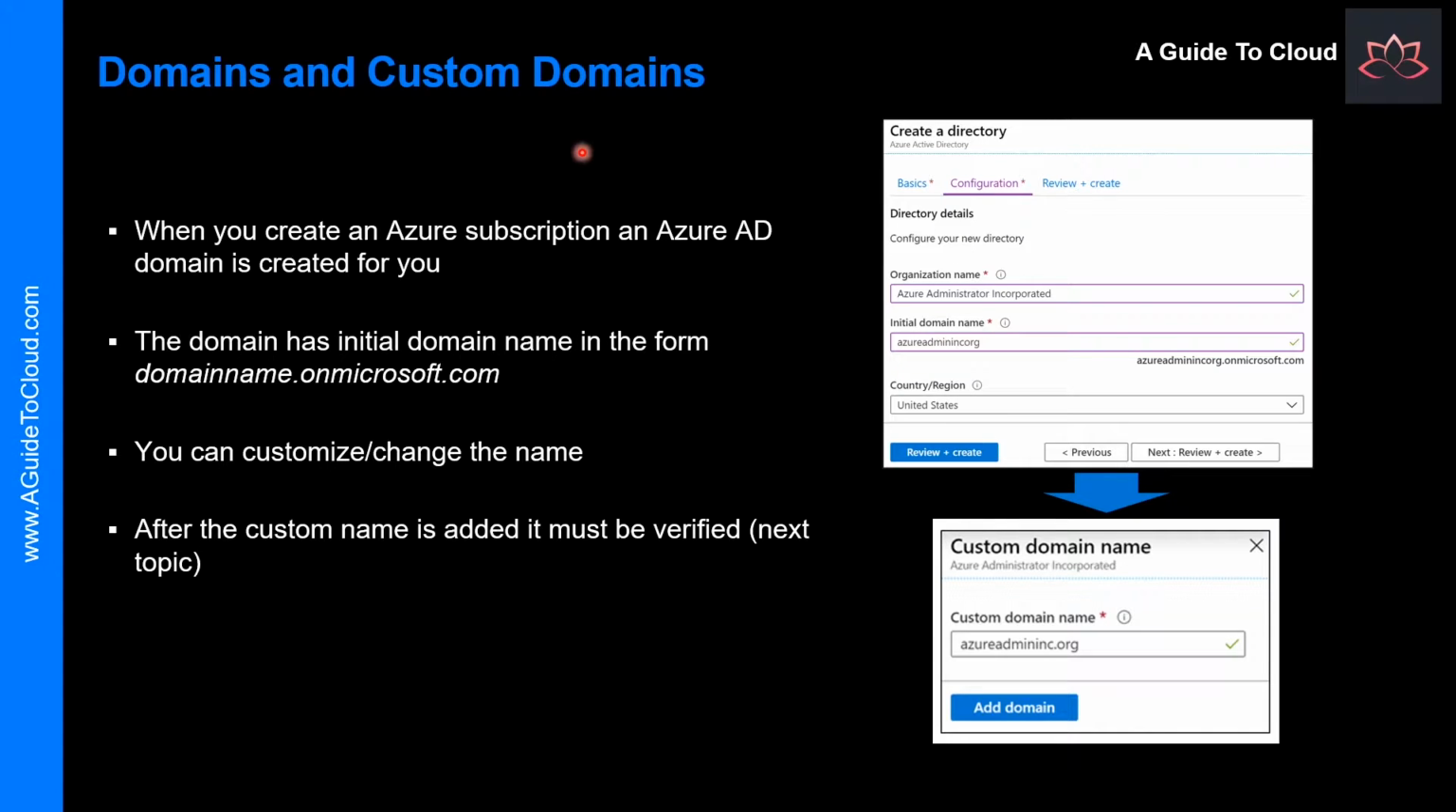So let's learn about domains and custom domain names. By default, when you create an Azure subscription, an Azure AD domain is created for you. This instance of the domain has an initial domain name in the form of domainname.onmicrosoft.com.